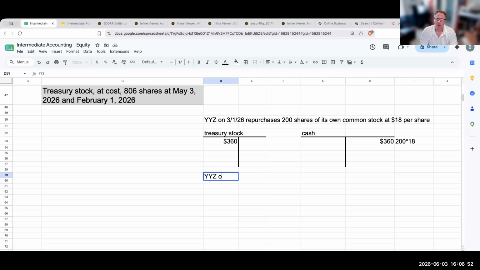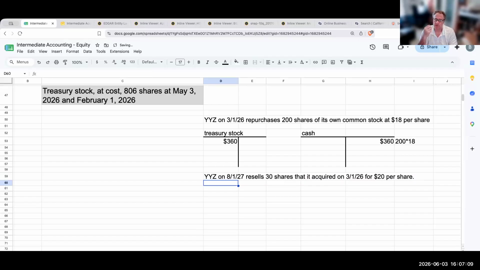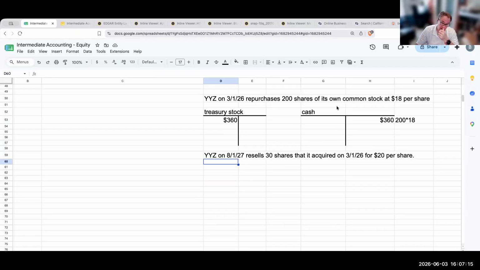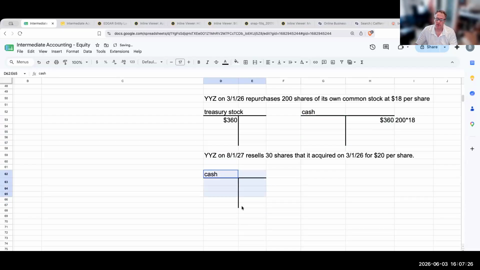Now, if we go here, on 8/1/27, it resells 30 shares that it acquired on 3/1/26 for $20 per share. So when it comes to this, by the way, when you buy and sell your own stock, you have to be extremely careful. Why do I have to be extremely careful? Because it is effectively insider trading.